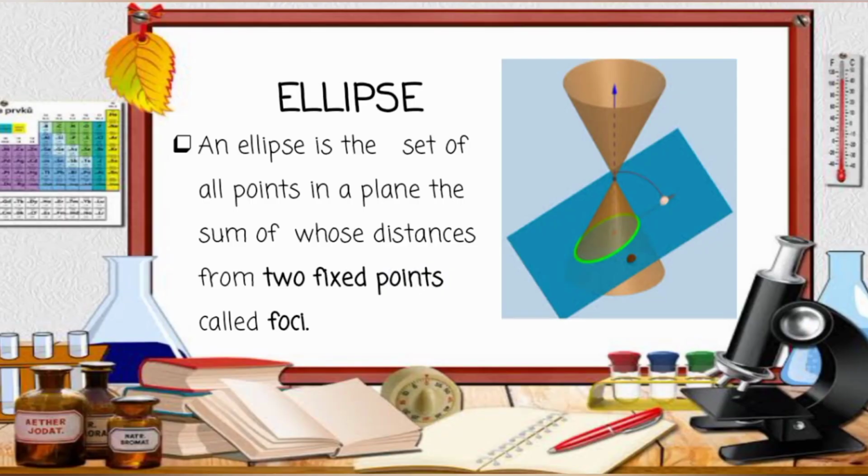Our discussion for today is all about conic sections, the ellipse. An ellipse is the set of all points in a plane such that the sum of whose distances from two fixed points, which we call foci, is constant.